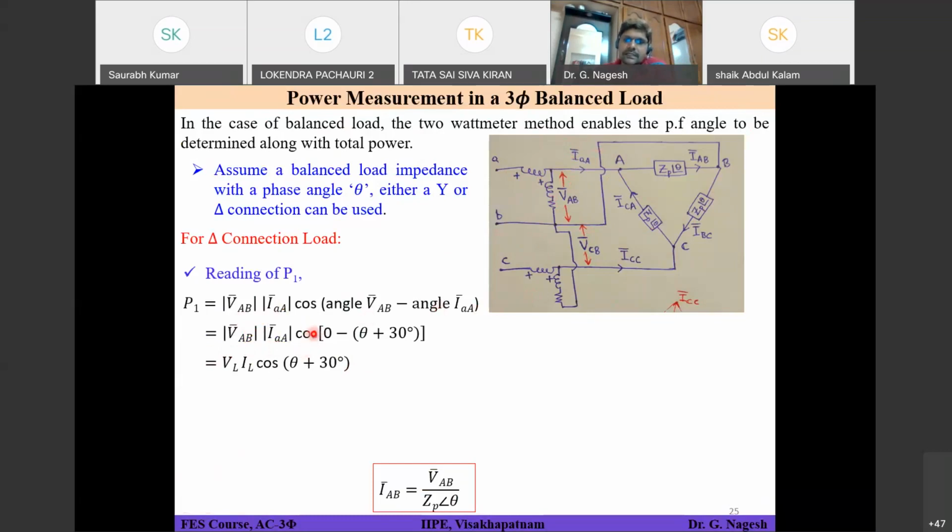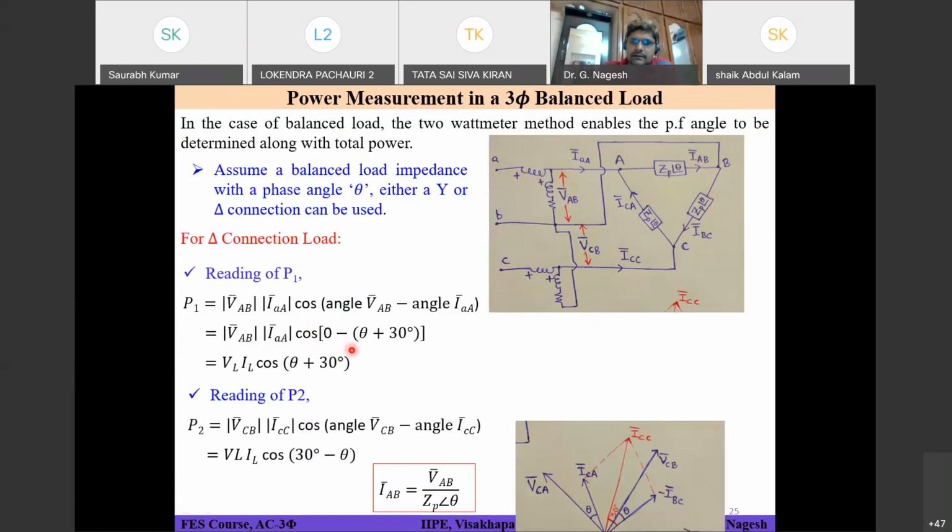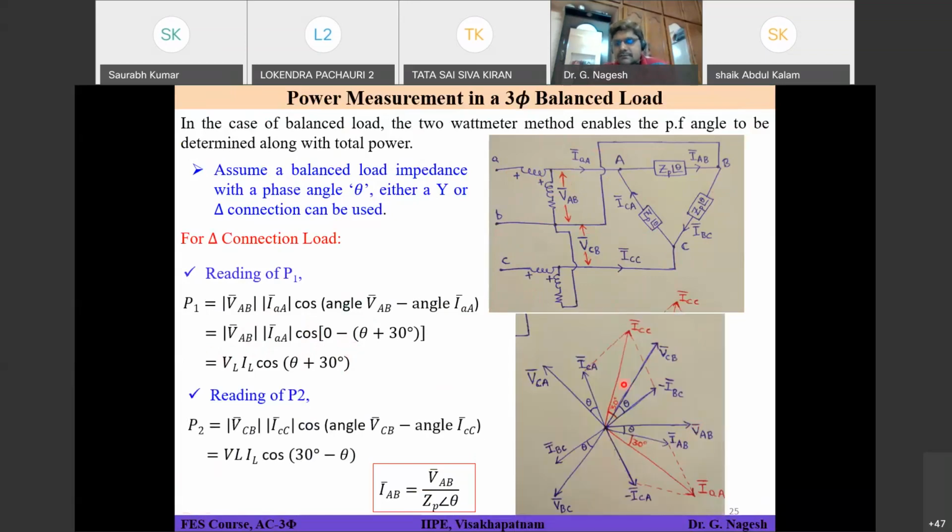If I consider this as my phasor diagram, then for this circuit the phasor diagram will be this one. Try to understand this phasor diagram. I am taking VAB as my reference phasor. What is the voltage applied across these two phase terminals? VAB. So VAB is the voltage applied to this impedance ZP at an angle of theta.